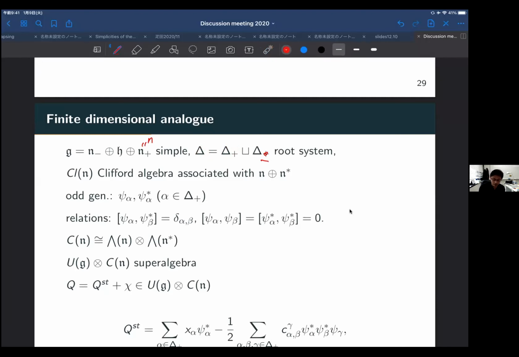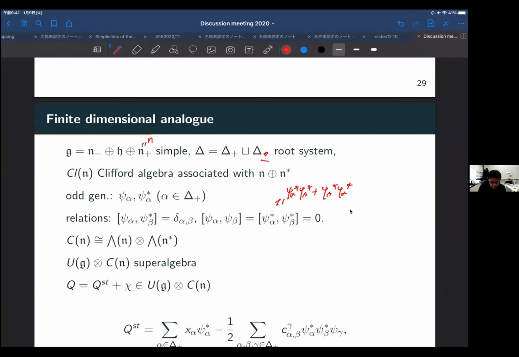And so I consider a Clifford algebra associated with this space with a natural pairing. So it can be presented by generators and relations. The generators are psi alpha and psi alpha star, which are odd. And the relation, so this bracket means, for example, this is the anti-commutator. So this satisfies these relations.